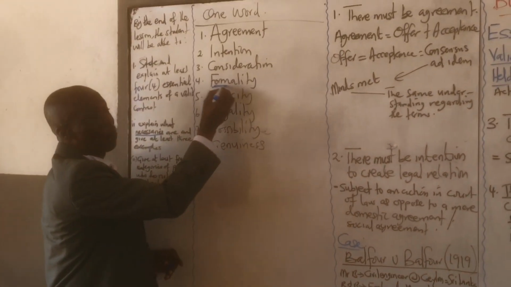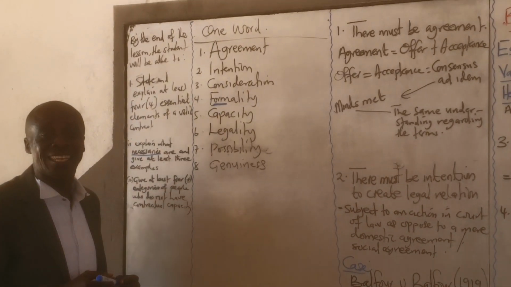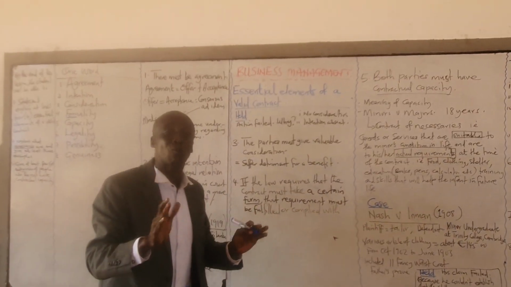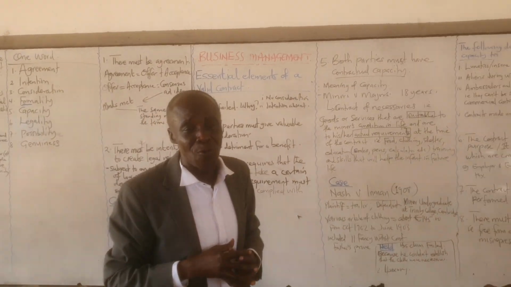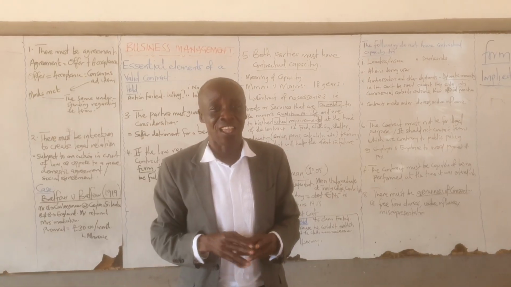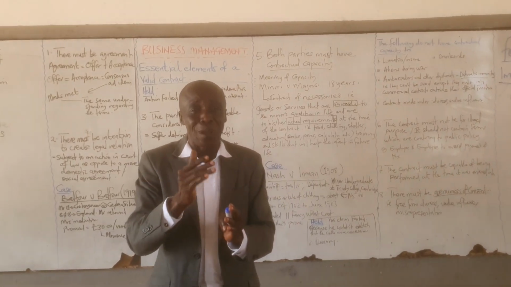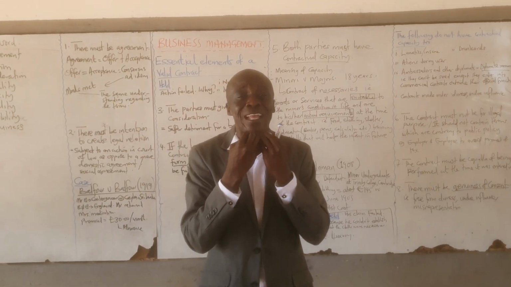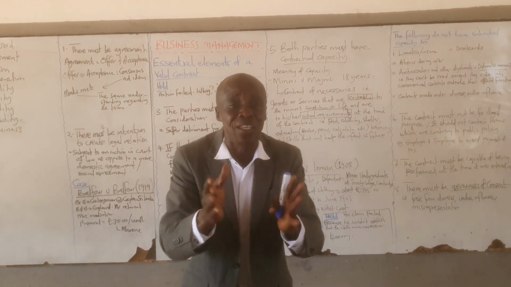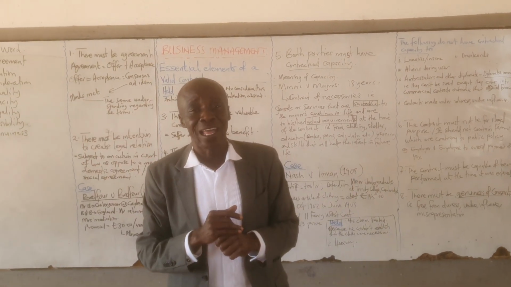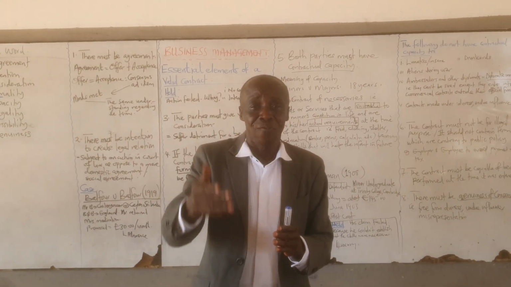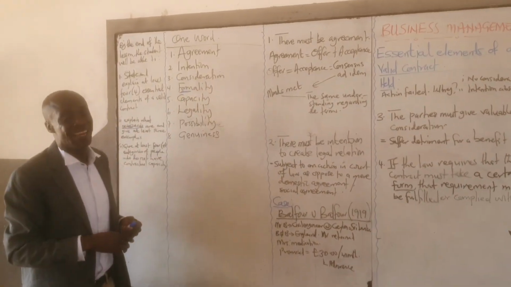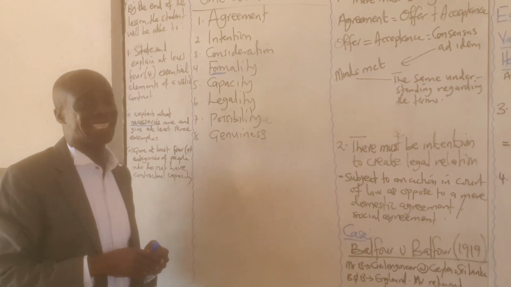And you see, form. If the law says that the contract should take a certain form, then that form must be complied with. You remember when we were talking about specialty contract, we learned that if you are buying a piece of land, it must be entered by deed. So if you just make that contract by oral means, it cannot be enforced, because it will lack this element, which is the formality. So that is for that one.